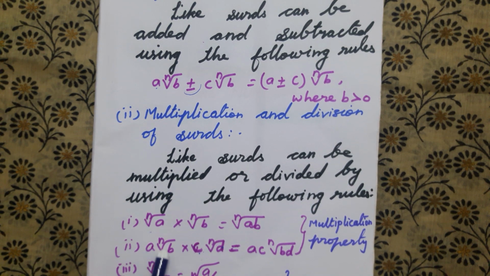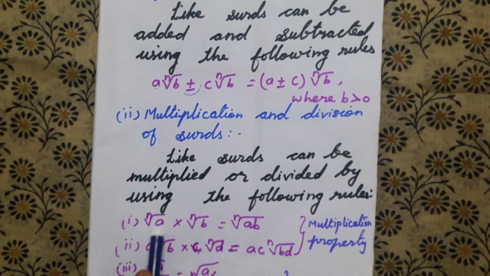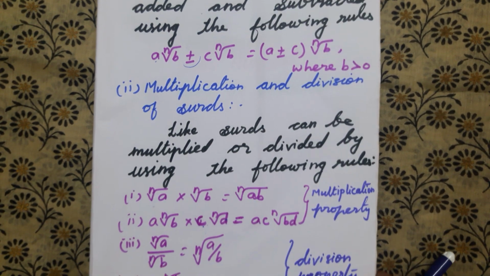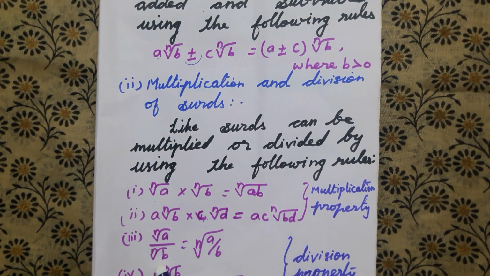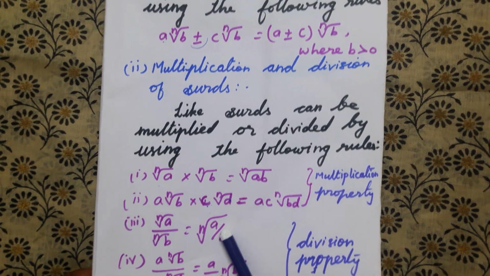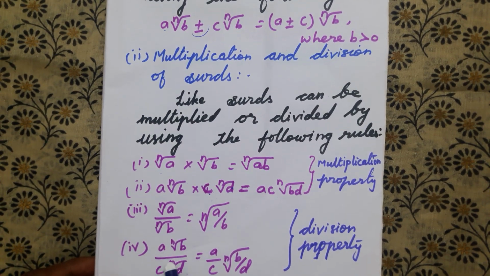Next, a nth root of b into c nth root of d is equal to, we have to multiply the number coefficients, ac nth root of bd. It is the multiplication property. Next, nth root of a by nth root of b is equal to nth root of a by b. A nth root of b by c nth root of d is equal to, first we have to divide the coefficient a by c, into nth root of b by d.